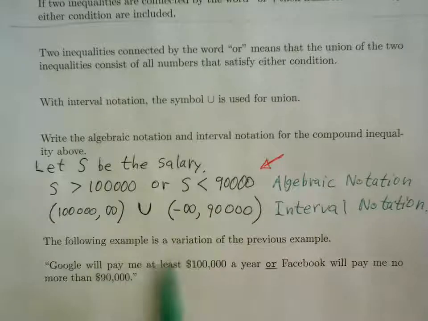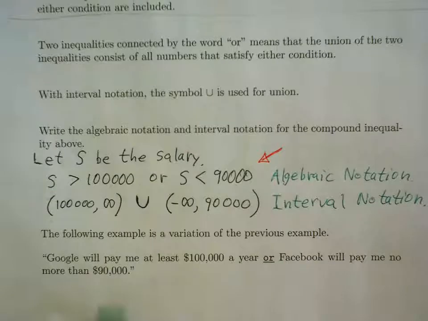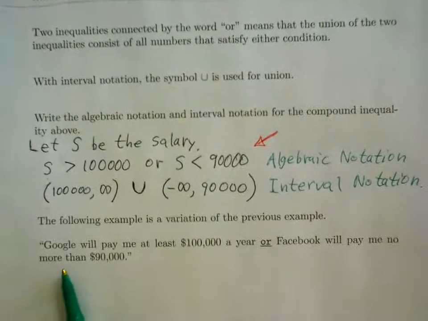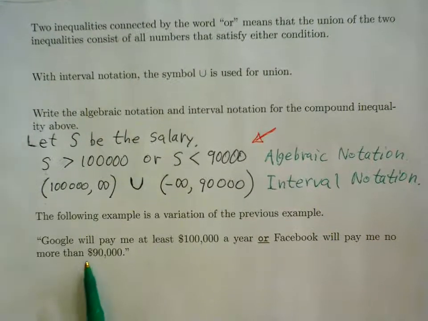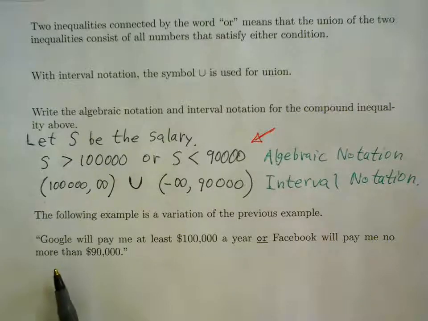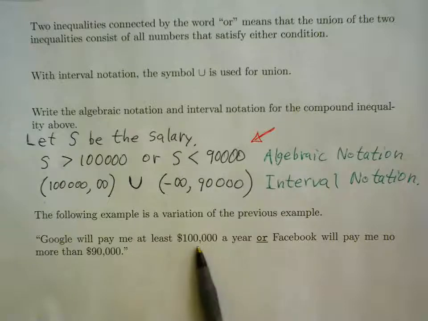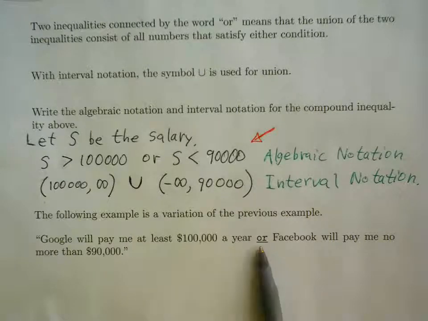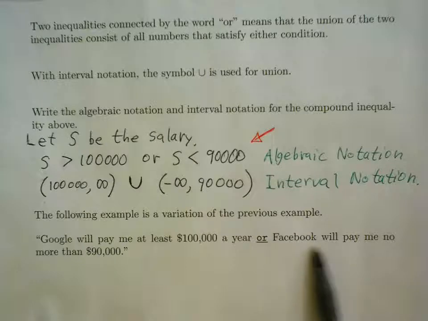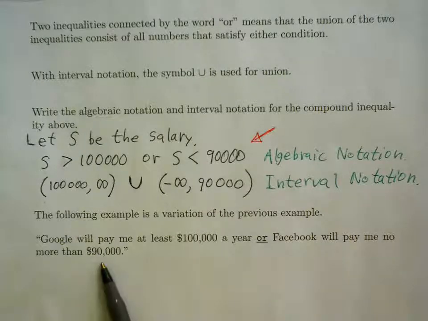Okay, the following example is a variation of the previous one. So we're going to focus on the words that are used, and then hopefully we will learn how to properly translate the words into mathematical symbols. This one says, Google will pay me at least $100,000 a year, or Facebook will pay me no more than $100,000, or sorry, no more than $90,000.